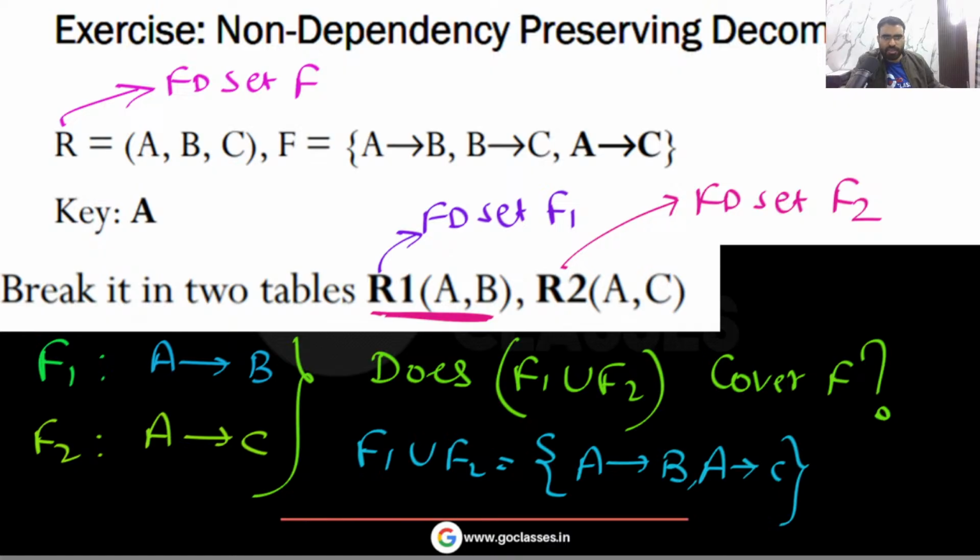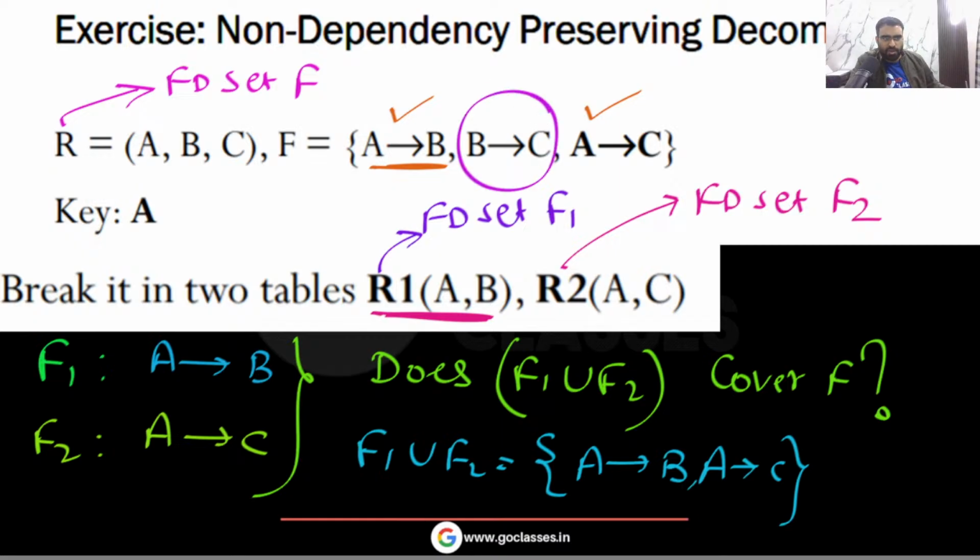The answer is no. F1 union F2 infers the functional dependency A determining B, so this FD is covered. You can easily see that A determining C is also covered by F1 union F2. But what about this functional dependency? This functional dependency is not covered by F1 union F2.